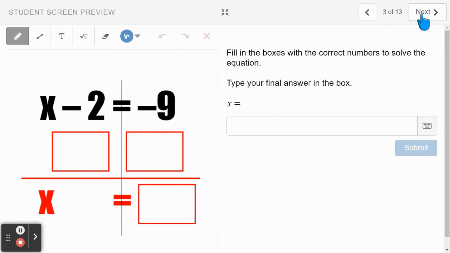Keep going. Okay, this one's cool. I like this one because it shows you what the work is in the box. There's a separation bar. What are you going to put in the box? You can actually answer this. We're going to add 2 to both sides. And then you finish it for me.